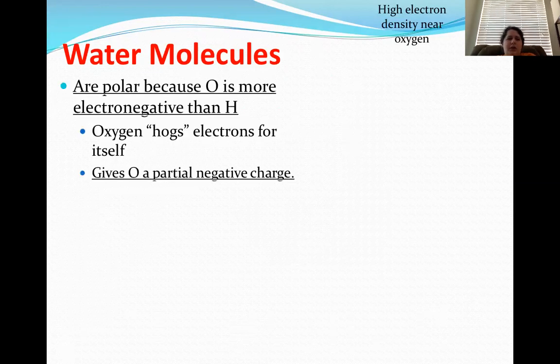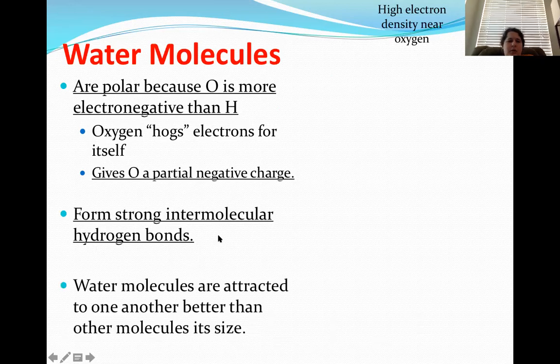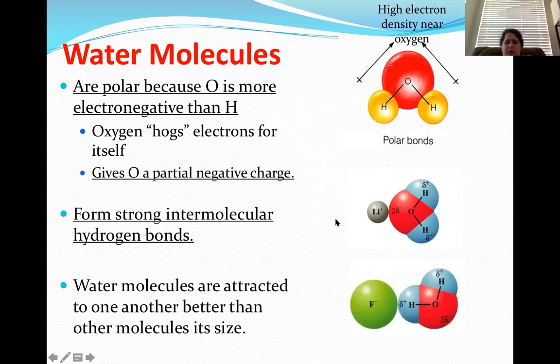So again, water molecules are polar because oxygen is more electronegative than hydrogen, which means that it hogs the electrons for itself. That gives oxygen a partial negative charge and gives the hydrogens partial positives. This causes water to form strong intermolecular hydrogen bonds. That is a very important concept, the concept of hydrogen bonds. Water molecules are attracted to one another better than other molecules their size because they have these positives and negatives that draw one another to each other.